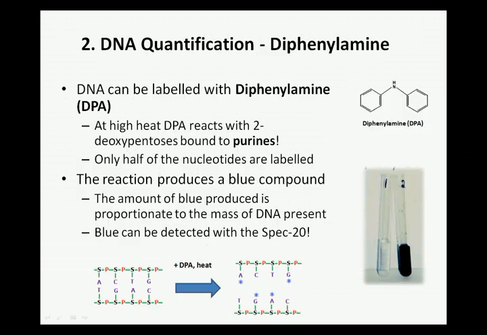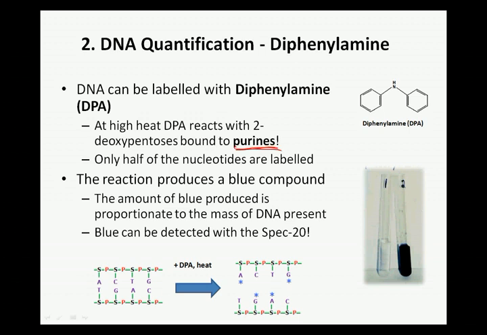All right, so together with this method, now there is a second method, which is the one you'll be using in the lab, and is the one of quantifying DNA by performing a labeling reaction with this chemical called diphenylamine, or DPA. Now, DPA reacts, if you put it at high heat, with 2-deoxypentose sugars bound to purines. If you remember, DNA contains 2-deoxyribose, which is a 2-deoxypentose. But DPA reacts only with 2-deoxypentose bound to purines.